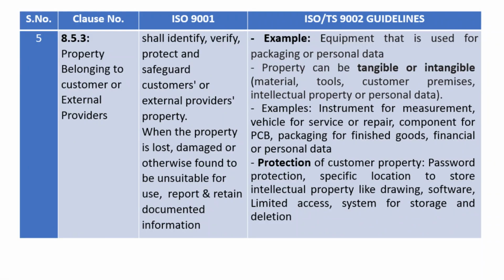So when we talk about customer property, primarily it is talking about maybe the equipment that we are using for packaging. It can be personal data, and this property can be tangible or intangible. It can be material, tools, customer premises, intellectual property, personal data. For example, we are talking about the different instruments that we are using for measurement, maybe some vehicles which are coming for service and repair. Then it can be the packaging material, it can be some financial or personal data.